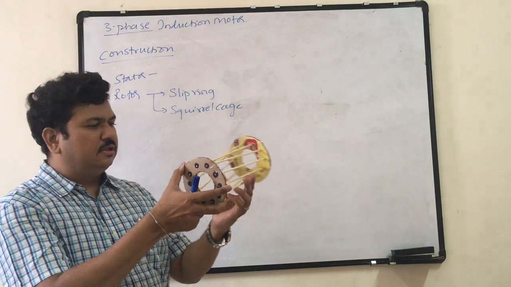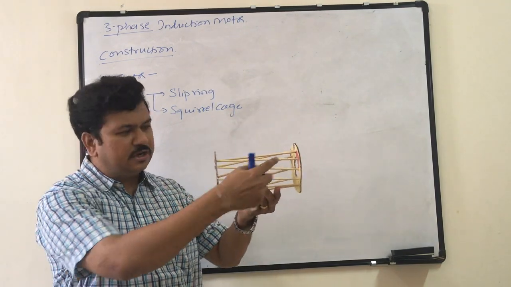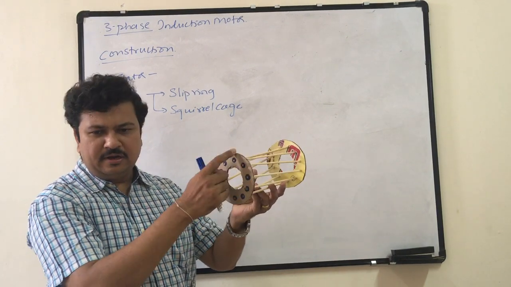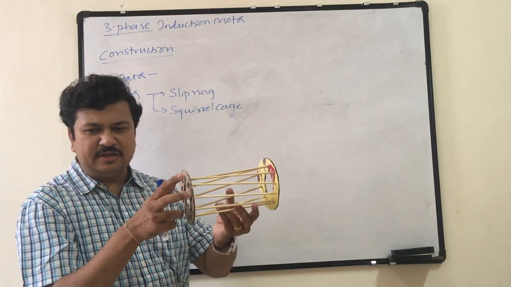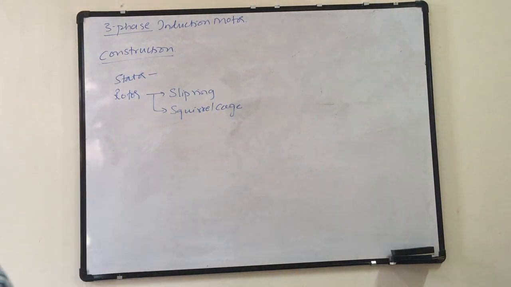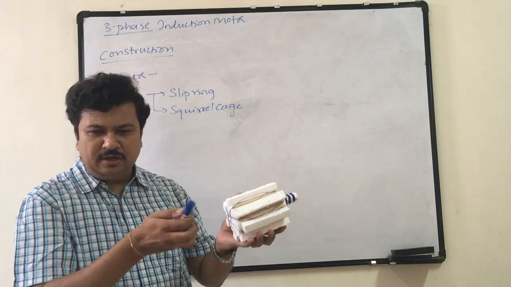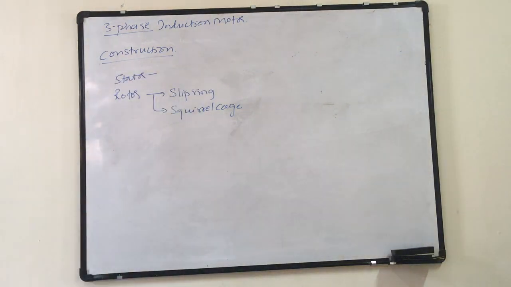You can see these are the copper bars placed inside the slots, and at the end I have the end rings made of copper, and these copper bars are braced at the end rings. So we are placing such conductors in the slot, and using copper end rings I am bracing them. This is how the construction of the three-phase induction motor is done.